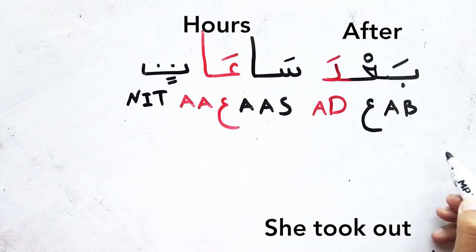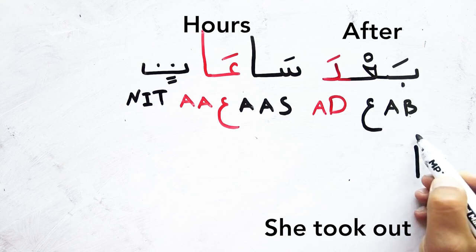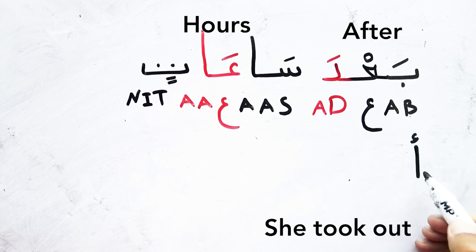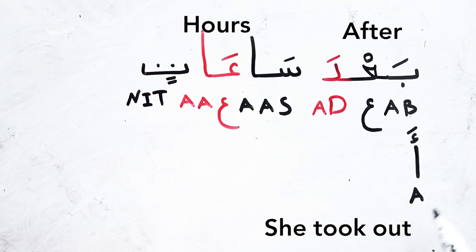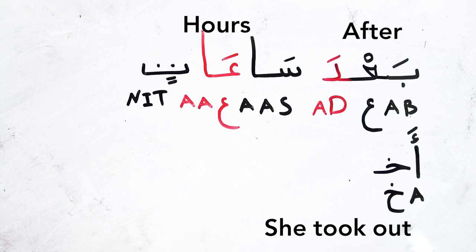أخرجت. Let's check another word. So I have here this letter, we call it alif. With fatha, normally it sounds like A. All together. We have now kha. We don't have its sound in English, so I'm gonna write it as it is.